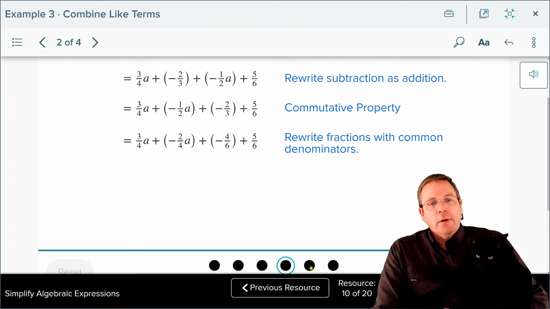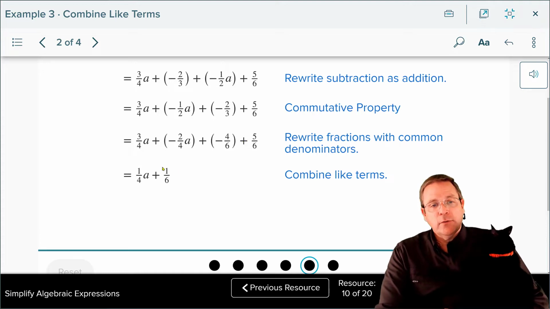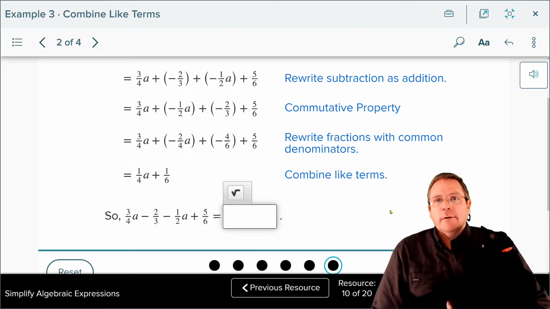From there, you're going to simplify by combining the like terms. 3/4 minus 2/4 left you with 1/4. And then negative 4/6 plus 5/6. Signs are different. Find the difference. Sign of the larger number went in front of the answer. That was a positive 1/6. Which you're going to put into the final answer right here.